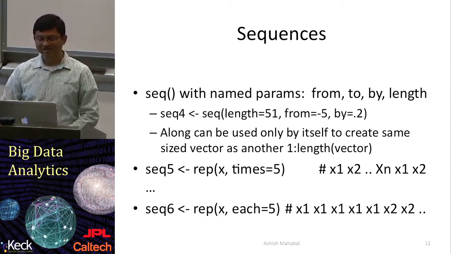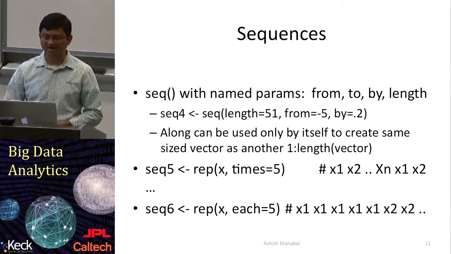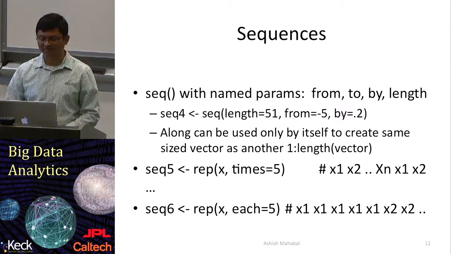So sequences can also, of course, take named parameters. You can use from and to and by and length. So here you could have something like a sequence of length 51 starting from -5 with jumps of 0.2. That's a trivial thing to do.